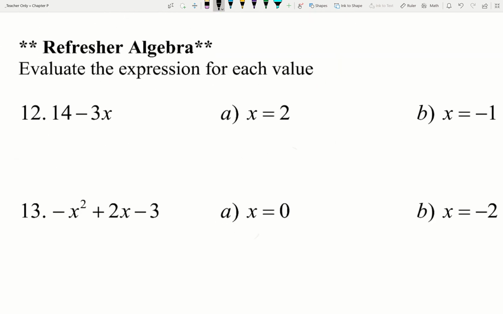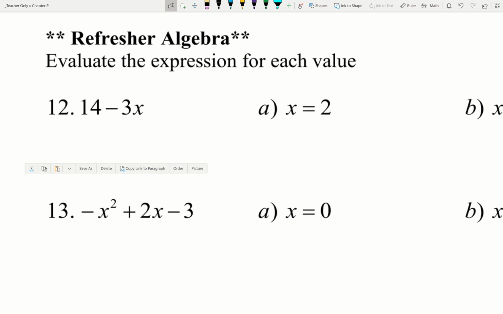Okay. So let's take a look, right? When you evaluate expressions, you're basically just going to take the expression that you were given, and you are going to plug in the value that you were given. Okay, so playing the role of x here in part A is simply just the number 2. So that means that everywhere I see an x in my expression, I'm going to take it out, and I'm going to replace it with the number 2. So let's go ahead and do that.